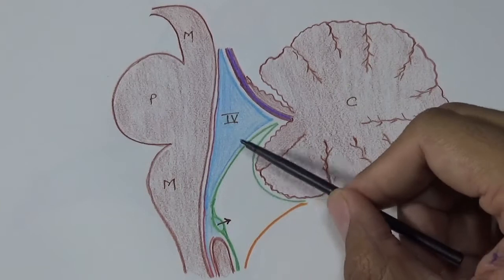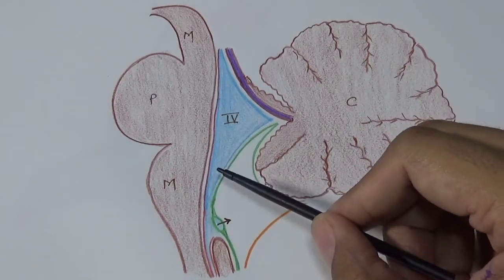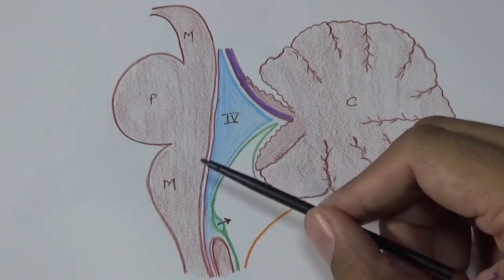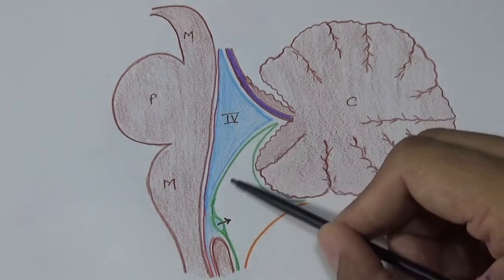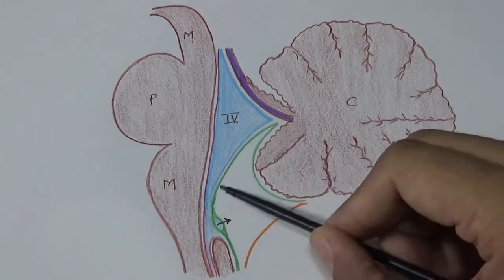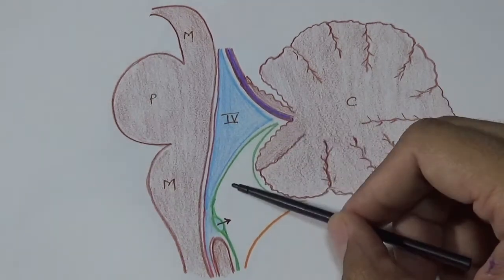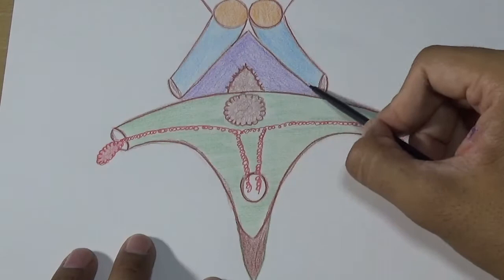So the lateral recesses, through the foramen of Luschka, pour the CSF into the cisterna pontis, whereas through the foramen of Magendie the CSF is poured into the cisterna magna. So this is how the roof is formed. Let me show you the choroid plexus again. See, this is the superior medullary velum.